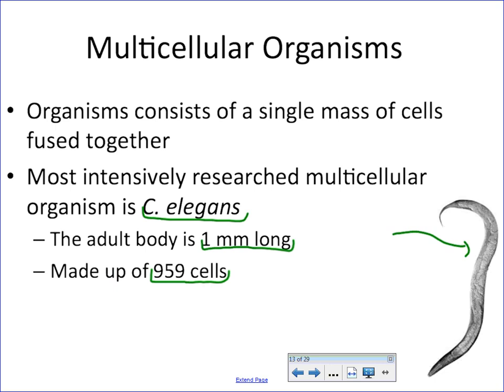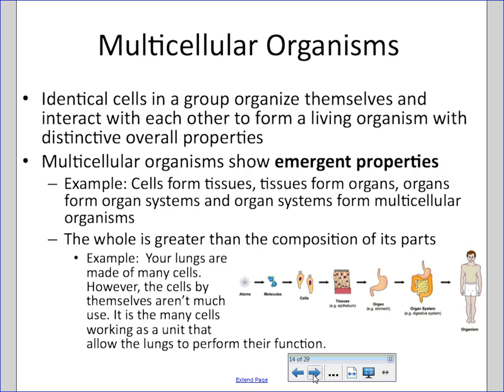The benefit to multicellular organisms is that there can be a division of labor among all those requirements for survival. So with multicellular organisms, you have identical cells in a group that organize themselves and interact with each other to form a living organism with distinctive overall properties. So you have all these cells that will organize themselves, group themselves, and then interact with each other. So multicellular organisms show what's referred to as emergent properties.